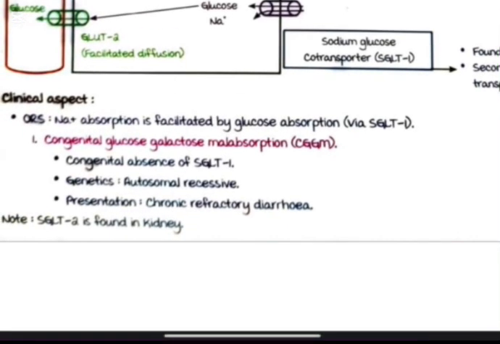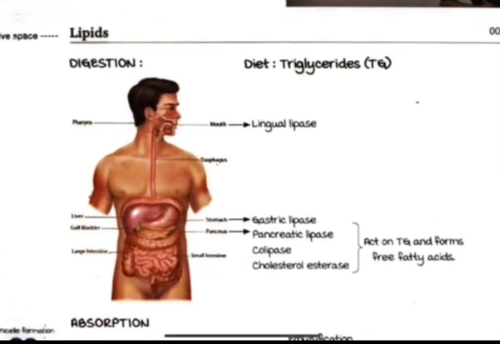Clinical aspects. Sodium absorption is facilitated by glucose absorption via SGLT1 channels. Congenital glucose galactose malabsorption, CGGM. Congenital glucose galactose malabsorption is the congenital absence of SGLT1, the sodium glucose cotransporter 1. Genetics: autosomal recessive presentation, chronic refractory diarrhea. SGLT2 is found in the kidneys.